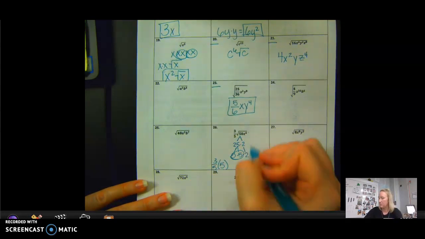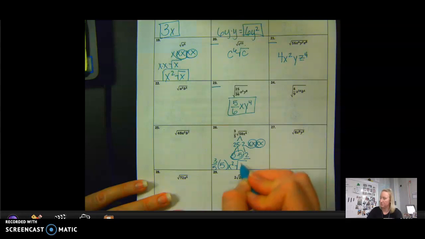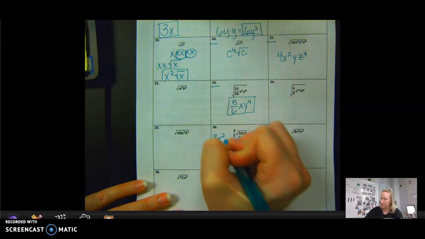I have 1, 2, 3, 4 x's, so that's 2 pairs, so that would be x squared. What I have left in the radical would be this 2. So now I need to reduce all that. 3/5 of 5 is just 3. I have the x squared out there, square root of 2.